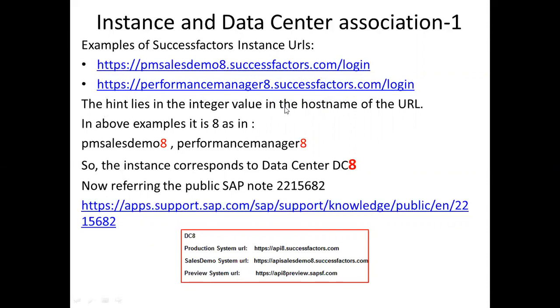The hint lies in the integer value in the host name of the URL. So what is the integer value in the host name? It is 8 for both the instances, right? So in the example, it is 8 as in PM Sales Demo 8, Performance Manager 8. So the instance corresponds to data center DC8.